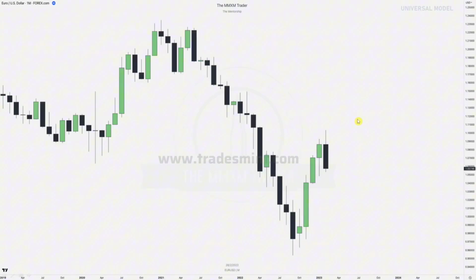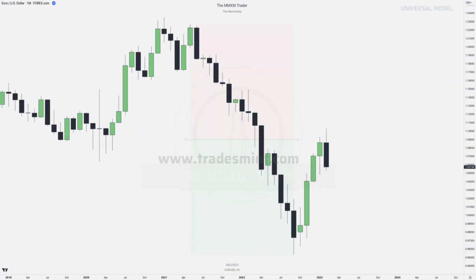Right, so over here we've got a Euro USD monthly chart, right? Let's see what is happening over here. What is the current order flow? What are the premium and discount levels, right? So let's outline those premium and discount levels first. We're coming from discount, right? From this low, and we're entering premium levels over here.